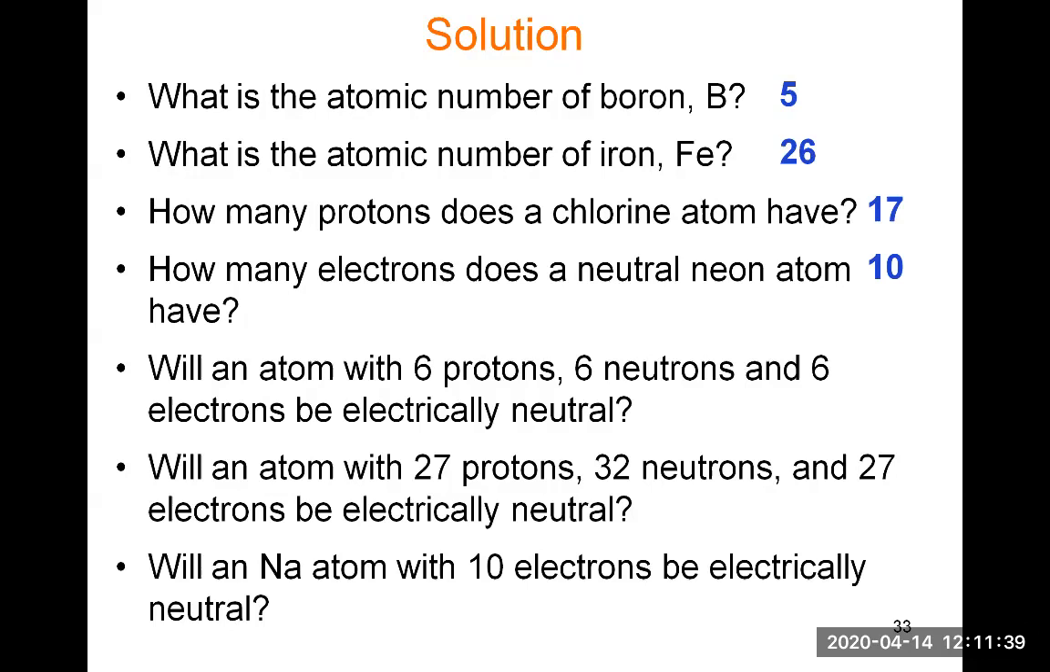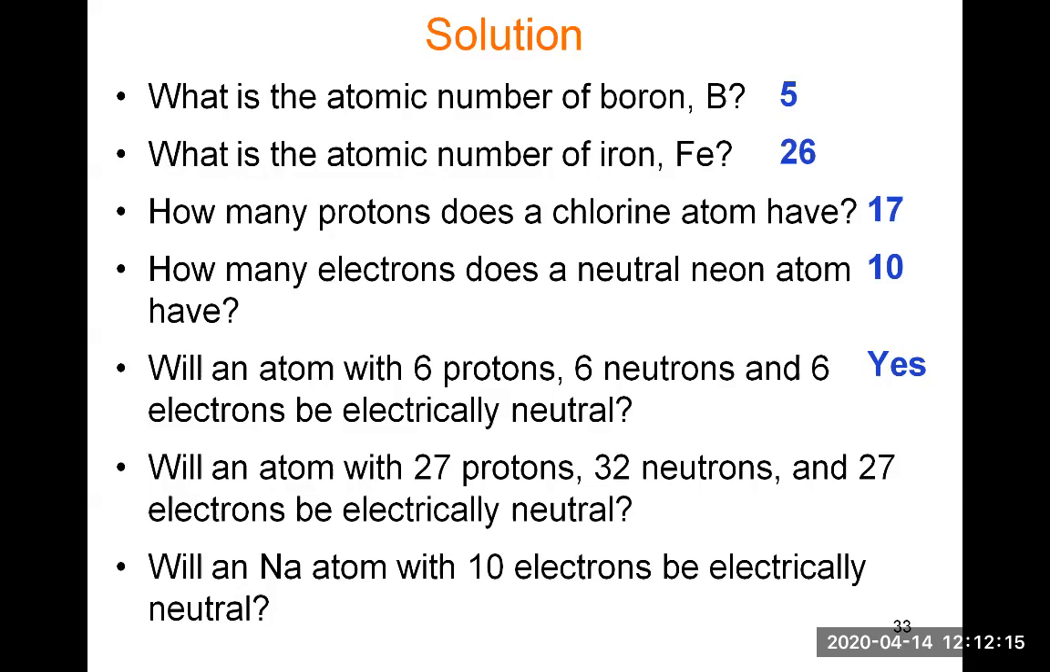Will an atom with 6 protons, 6 neutrons, and 6 electrons be electrically neutral? And the answer is yes, because for electrical neutrality, you need to look at protons and electrons. And here you have the same number, 6 protons, 6 electrons. Each proton will be cancelled out by an electron, and the overall atom will be electrically neutral. Here, the neutrons do not matter.